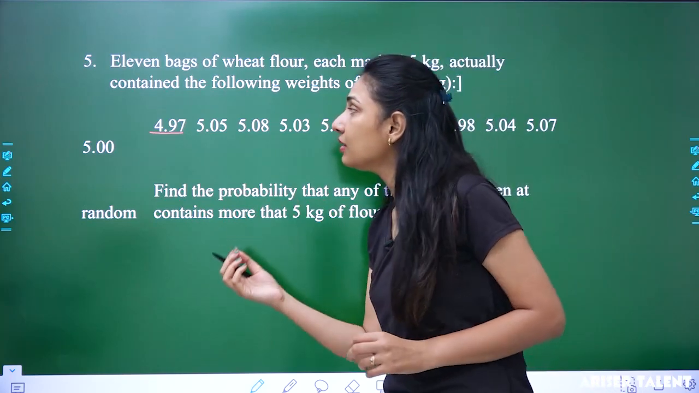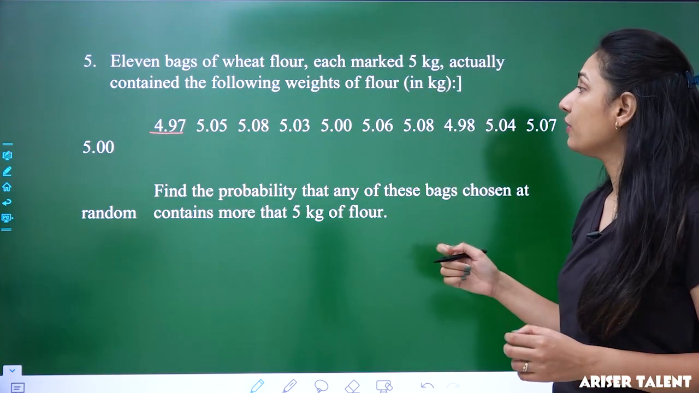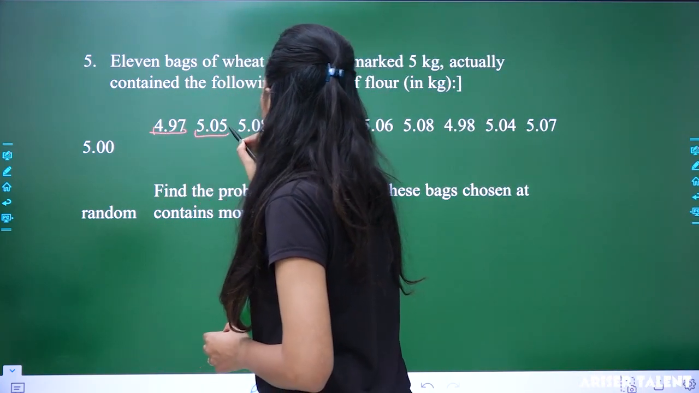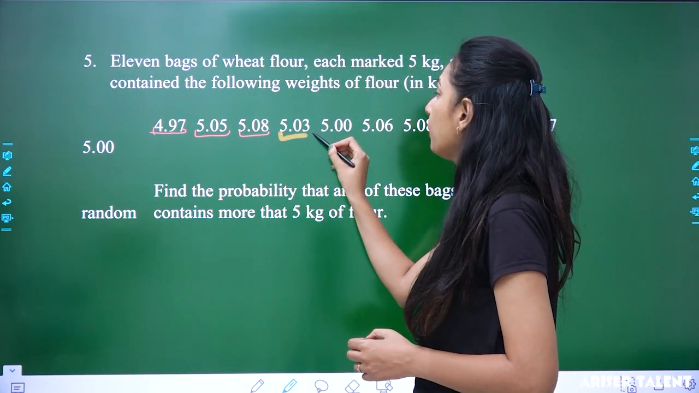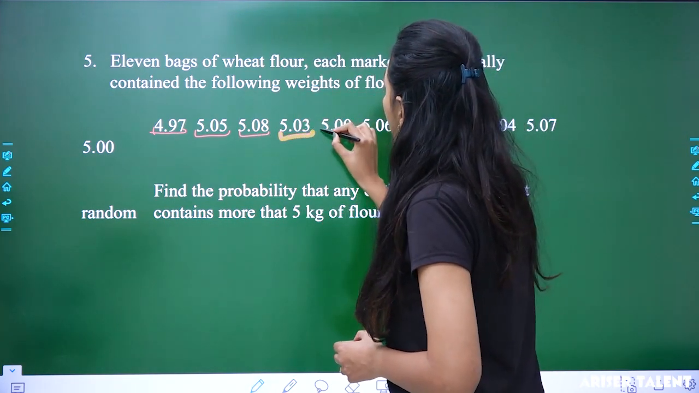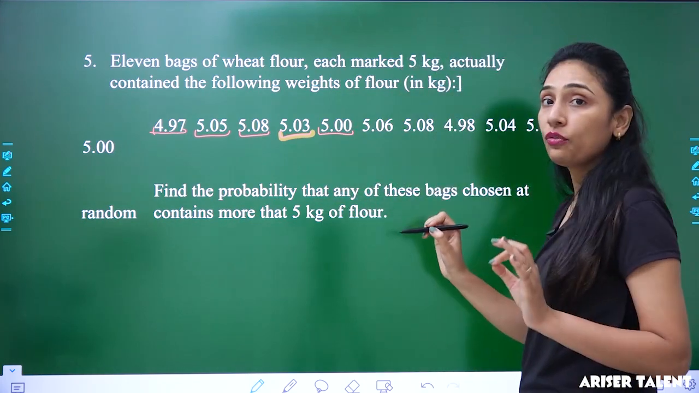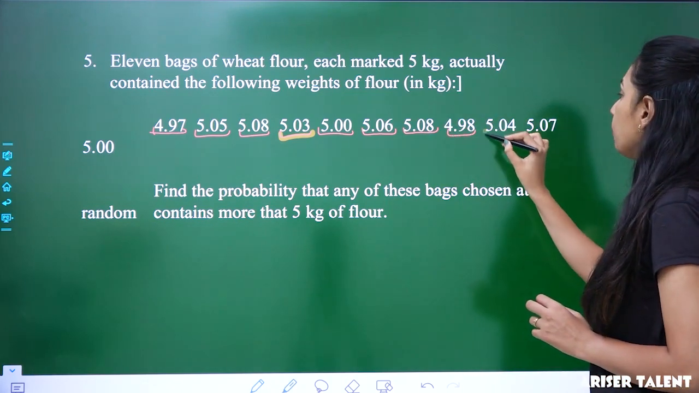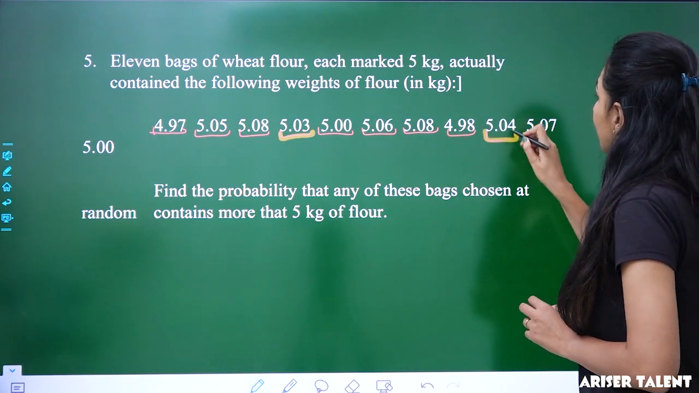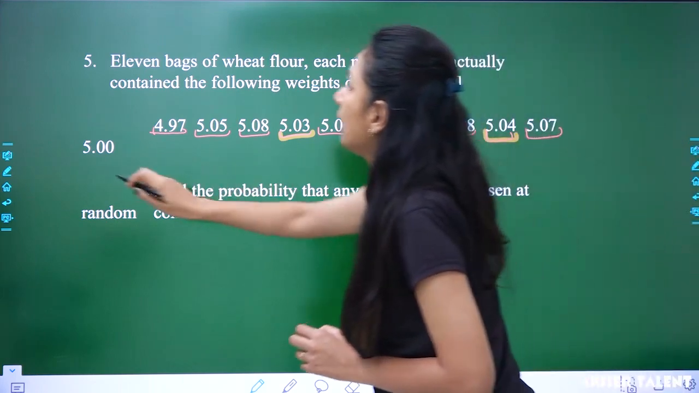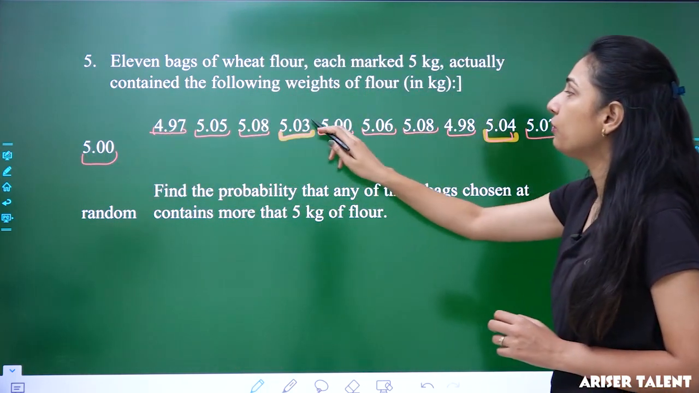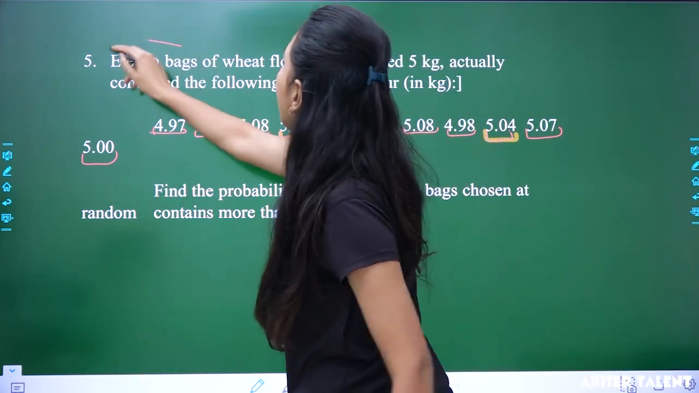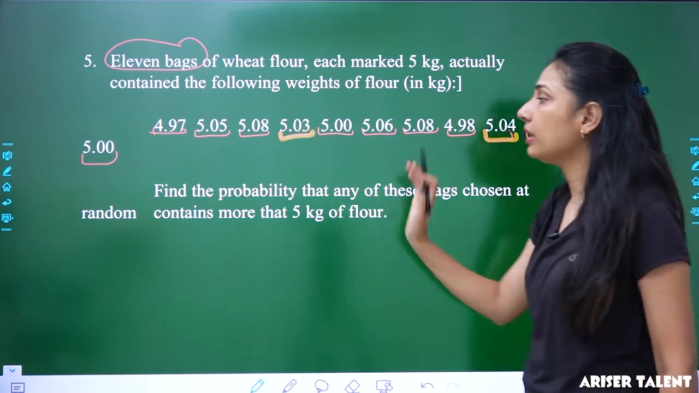Some are less than 5 and some are more than 5 kgs. So you have 4.97, 5.05, 5.08, 5.03, sorry, this one is exactly 5. Next is 5.06, 5.08, 4.98, 5.05, 5.07, and again 5. So 1, 2, 3, 4, 5, 6, 7, 8, 9, 10 and 11. These 11 bags of wheat flour, we have all 11 of them here.